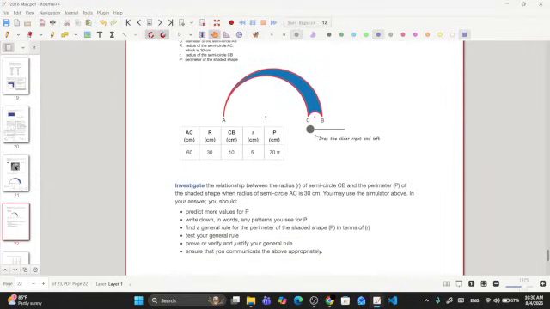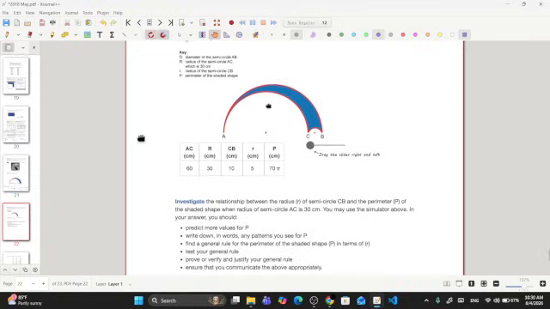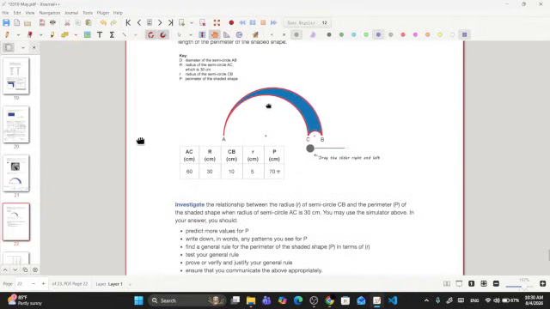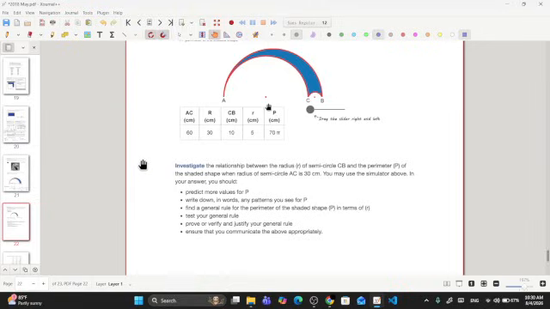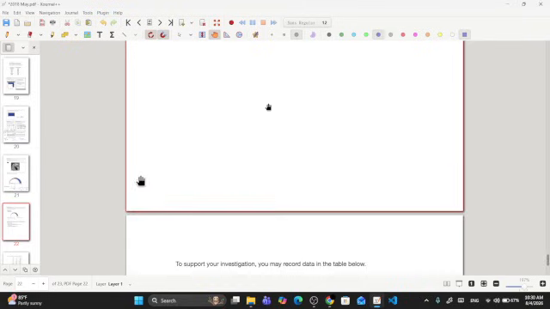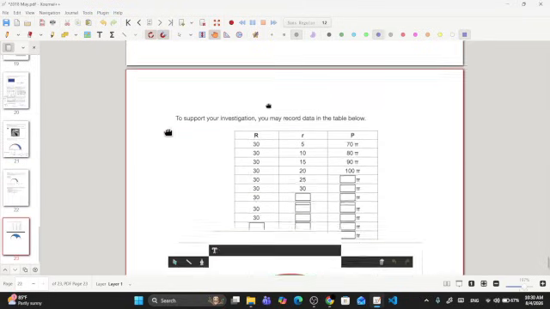Okay. So what are we supposed to do? Investigate the relationship between the radius of semicircle CB and the perimeter P of the shaded shape when the semicircle AC is 30 centimeters. You may use a simulator above in your answer. You should predict more values for P, write down in words any patterns you see for P, and so forth. Okay, let's do it one by one.